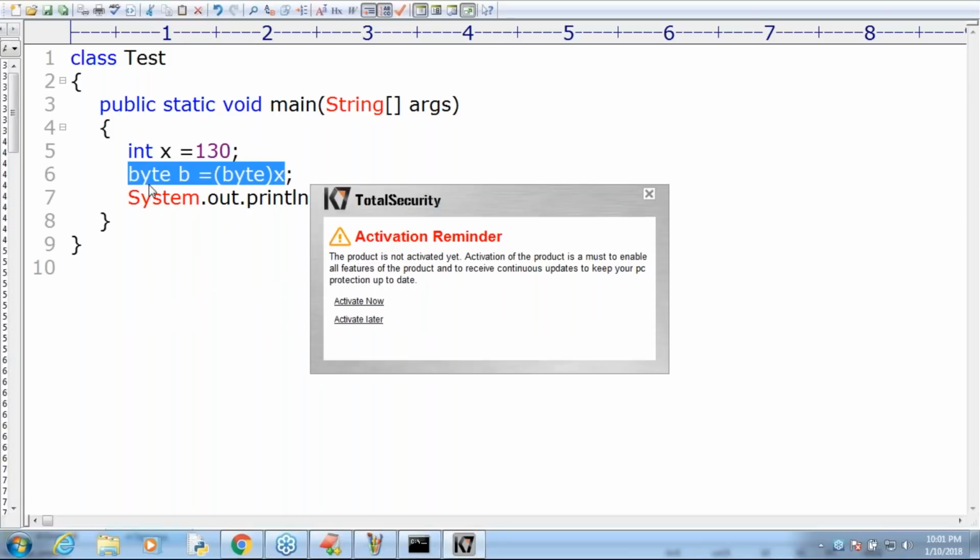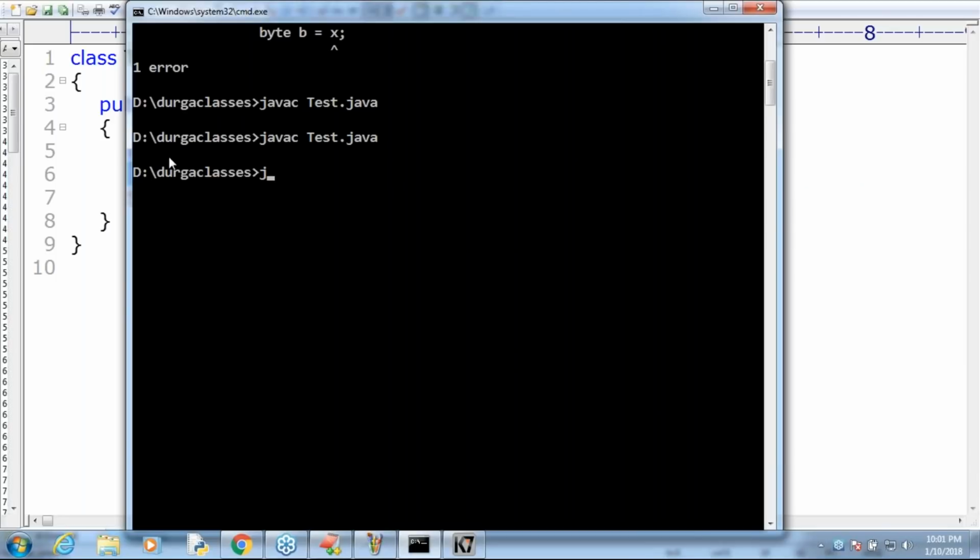Have a look. Compilation is fine, no problem at all. I'm trying to execute the Java test. The output by default we are going to get is minus 126. Remember that. What is the answer we are going to get? Minus 126 or something like that. This is the value we are going to get.